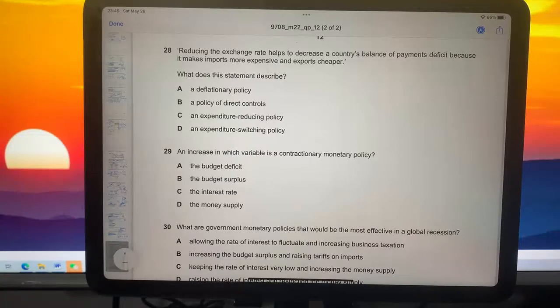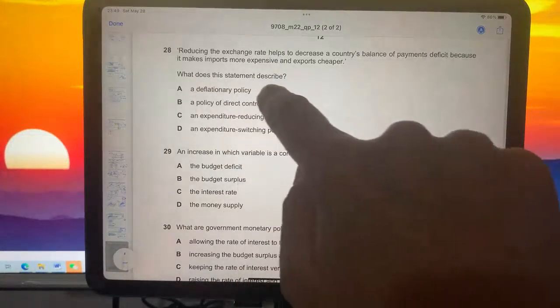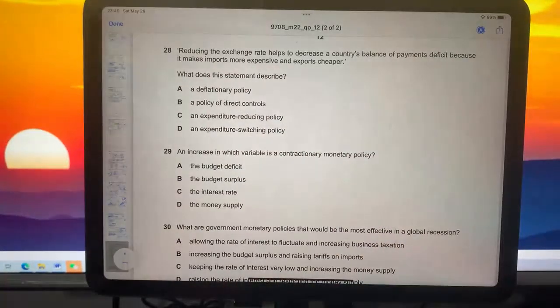And here's question 28. Says, what does this statement describe? But we need to read. So, reducing the exchange rate helps to decrease a country's balance of payments deficit because it makes imports more expensive and exports cheaper. Generally true, unless you are importing raw materials, right? But generally true. So what does this statement describe?